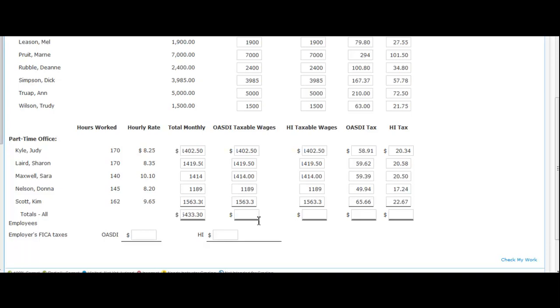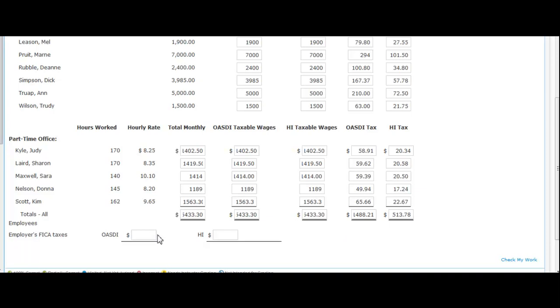So for our taxable wages, we have $35,433.30. Same for our high tax. And then the total of all of our taxes for OASDI is $1,488.21, and for our high tax is $513.78.